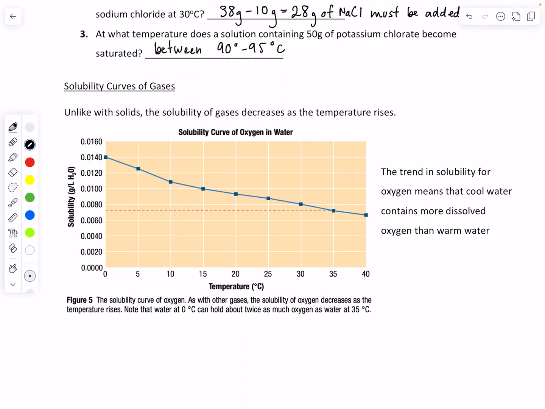Now let's take a look at the solubility curves of gases. Unlike with solids, the solubility of gases decreases as the temperature rises. So as temperature increases, solubility decreases. The trend in solubility for oxygen means that cold water contains more oxygen than warm water.